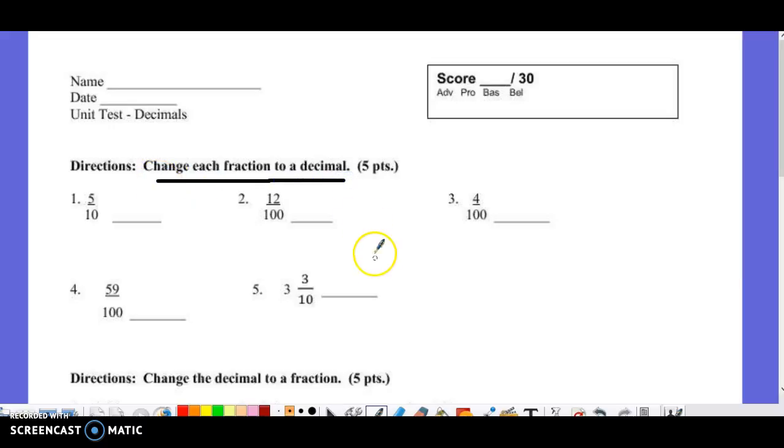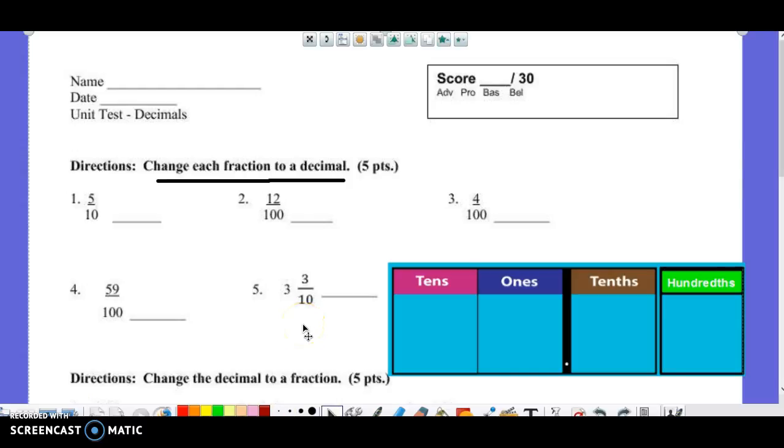The first thing I want to remind you of is when you are changing fractions to decimals, you should be creating a place value chart. So go ahead and create the chart that I'm going to pop up on the board right now. Here it comes. Now that you see the chart, I would pause the video and copy this exact chart that you see.